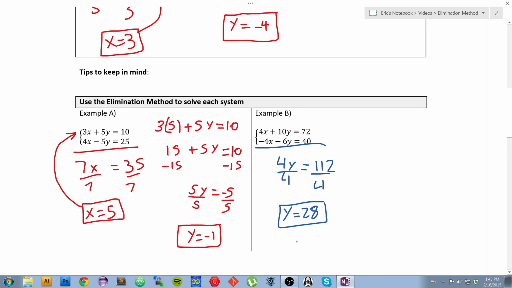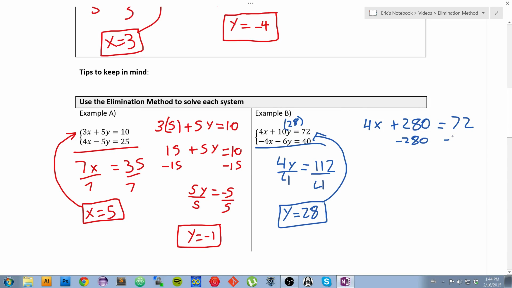You may be intimidated because this is a bigger number, but don't be. It's just as good as anything. And we're going to go ahead and plug this back in to, let's say, the top equation. So 4x, because I don't know what x is, plus 280, think about how I did that, equals 72. Because what I did was, in my head, I just did 28 times 10, and anything times 10 is just sticking a 0 on at the end, so I just did that right away.